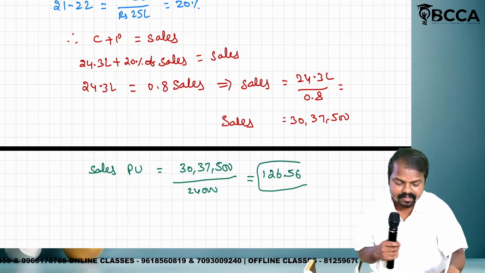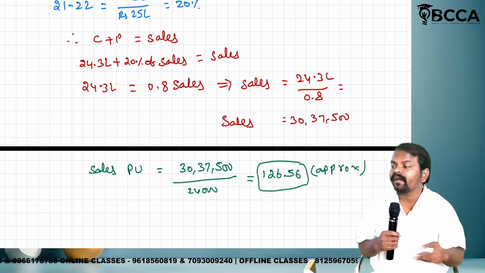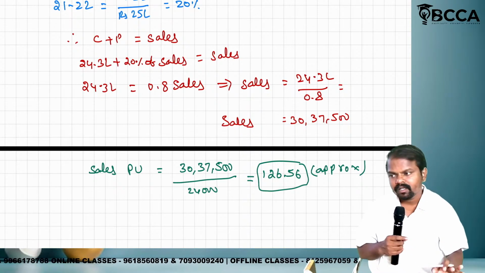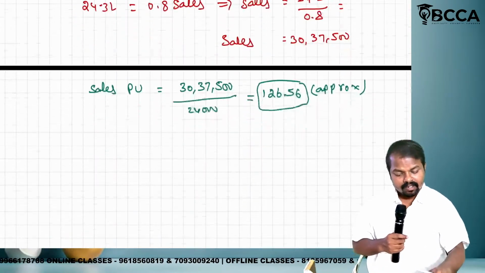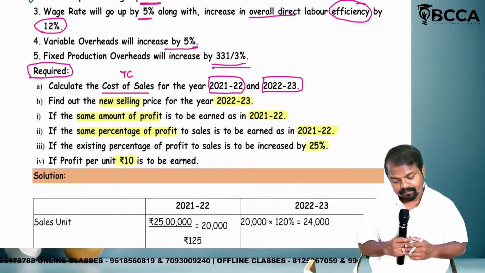126.56. Excellent. Approximately, it's not an accurate amount. Approximately we wrote. Clear? Correct? Excellent. And next, question number 3.